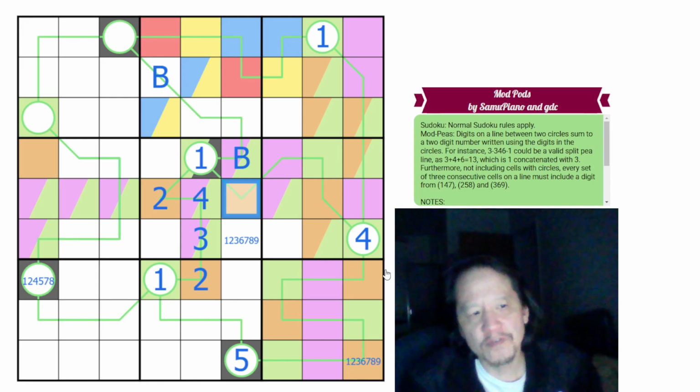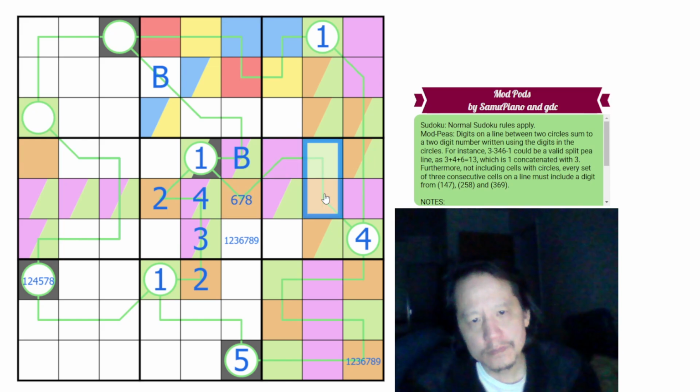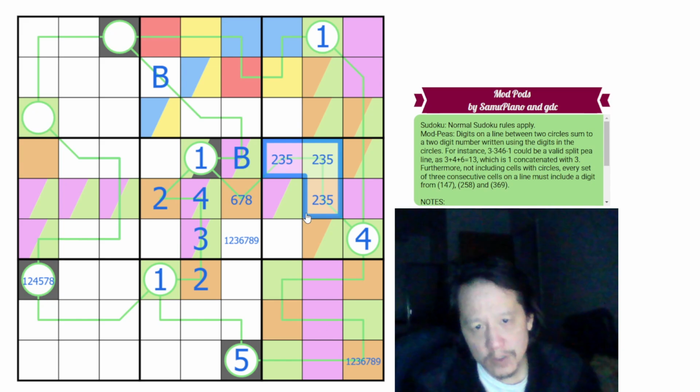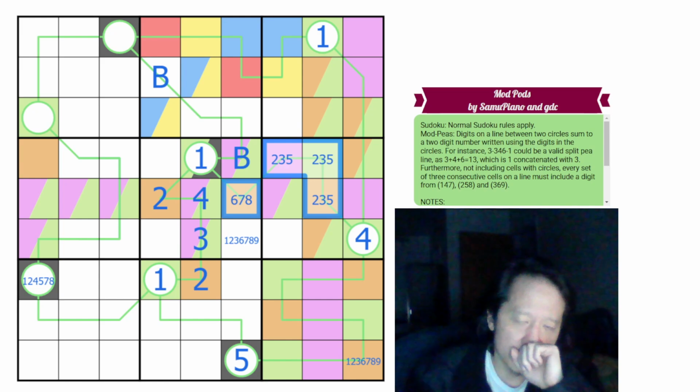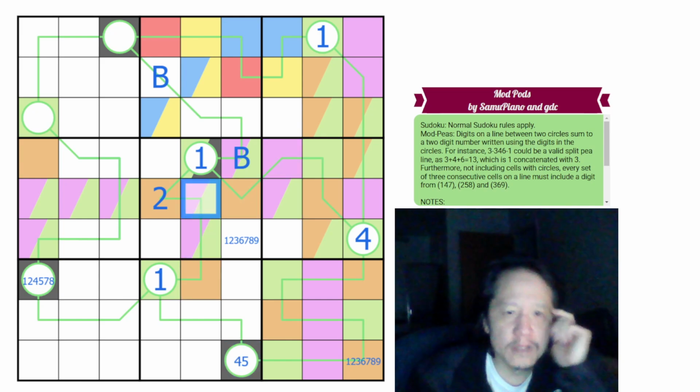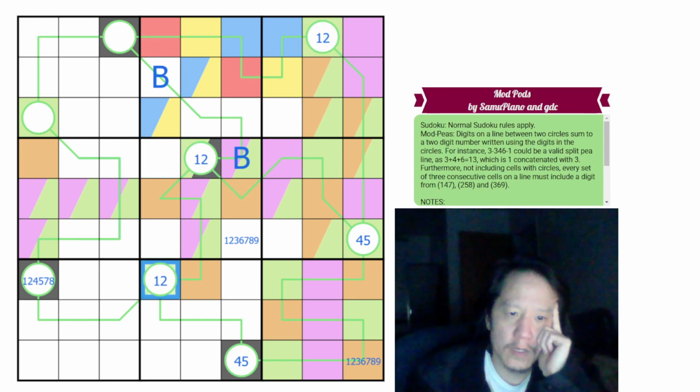So this would be 6, 7, 8. Cannot be 9. 6, 7, or 8. None of these could be 1. And they can't be, this would be 2, 3, and 5 at least. So that does not work, because this is at minimum 16. So it can't be 11. Still could be 21, though. Perfectly fine.